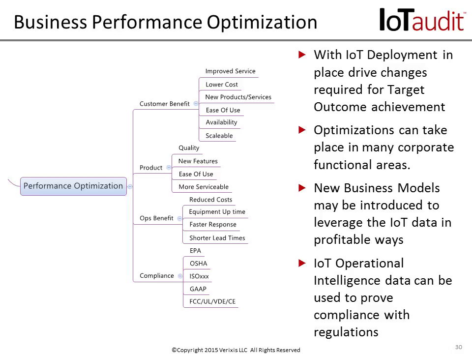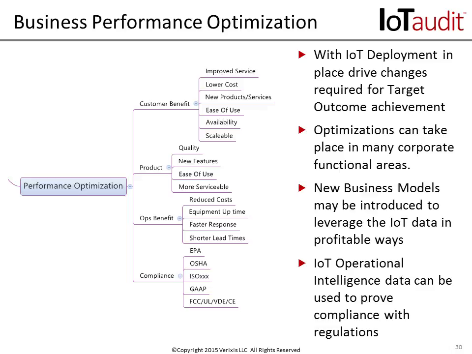So you've done all your planning now. You did your baselining, you did your expectations, you did your strategy map, you created your IoT implementation plan. And now it's time for the payoff. So now you're finally here at business performance optimization. Once you get your IoT deployments in place, you're going to drive changes required to achieve the target outcome you've identified. Now these optimizations can take place in many corporate functional areas.